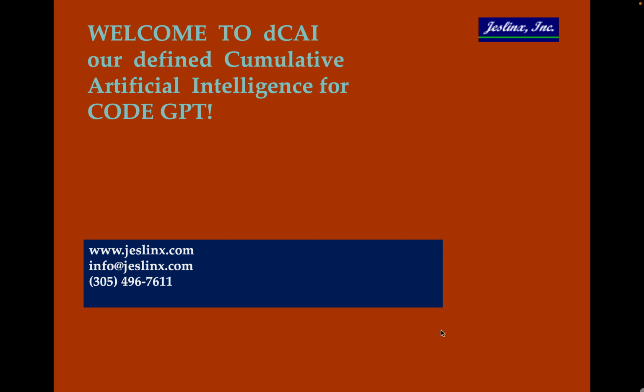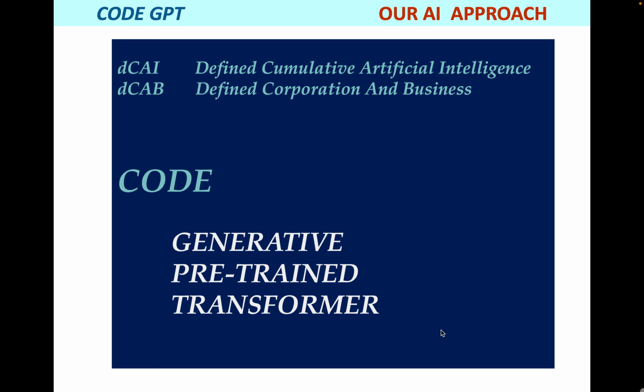Besides DCAI, we also use other abbreviations as we see here. DCAB, for example, refers to defined, corporation, and business. We also use CODE GPT. This is as opposed to the more common Chat GPT. The CODE GPT stands for Code Generative Pre-trained Transformer.